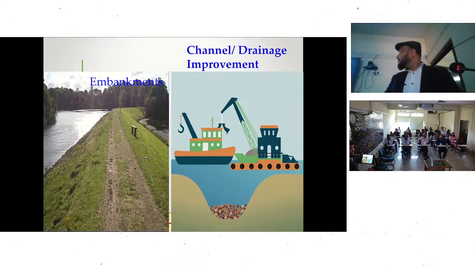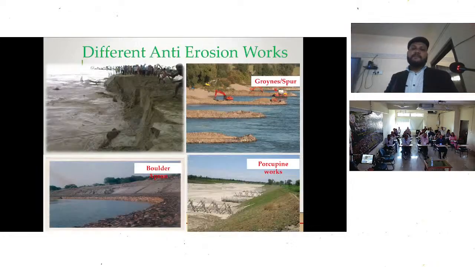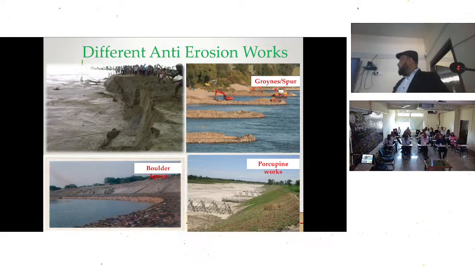And these are some pictures of canal, drainage and embankment. We also create detention basins, meaning a detention basin is created so that extra water is stored in it, and it reduces and retards the flood. And these are pictures of anti-erosion works: spurs, boulder revetment are there. And porcupines, these are some pictures.